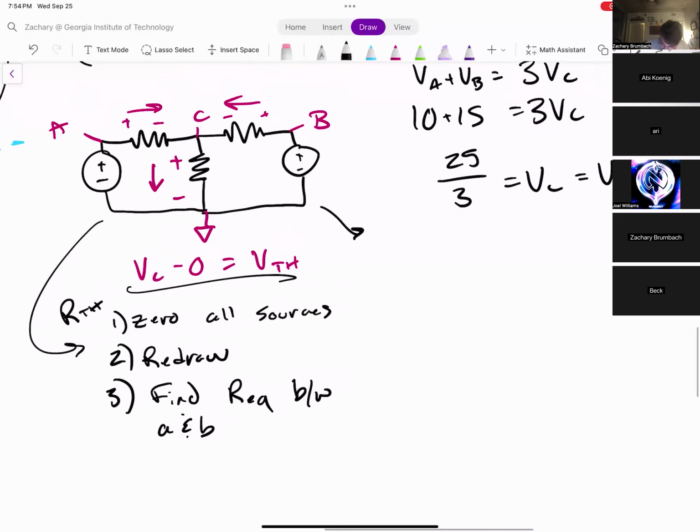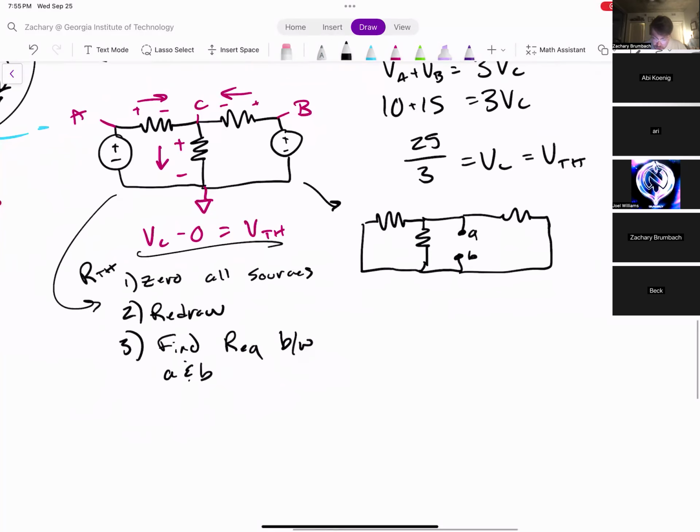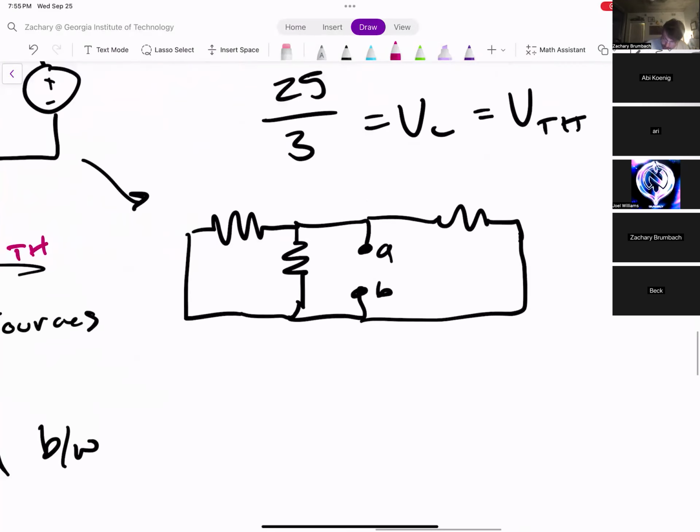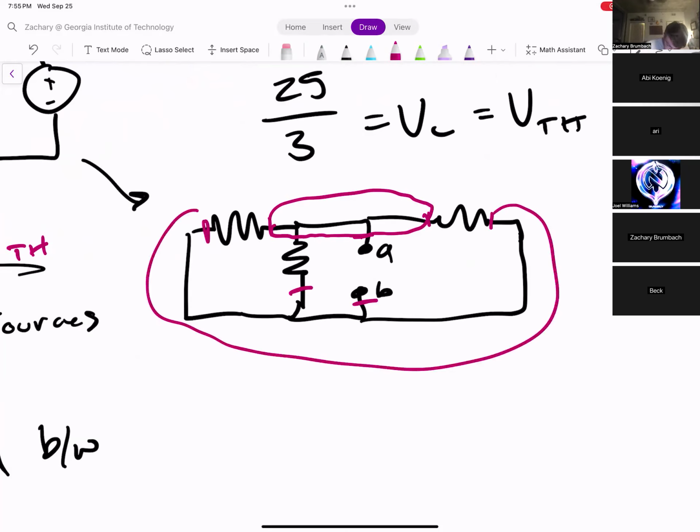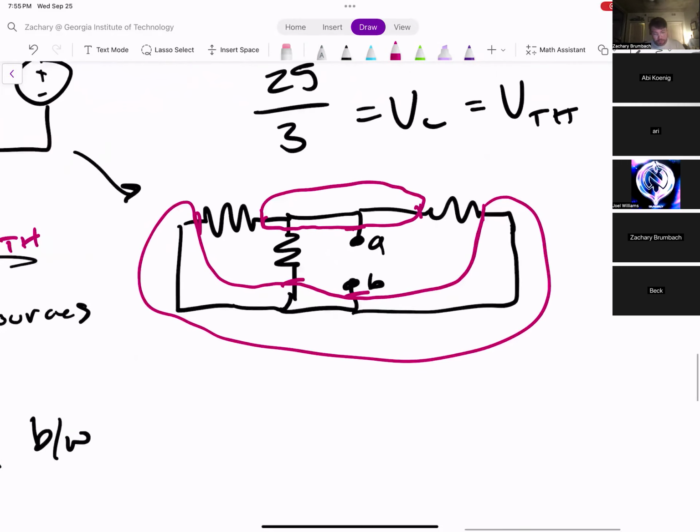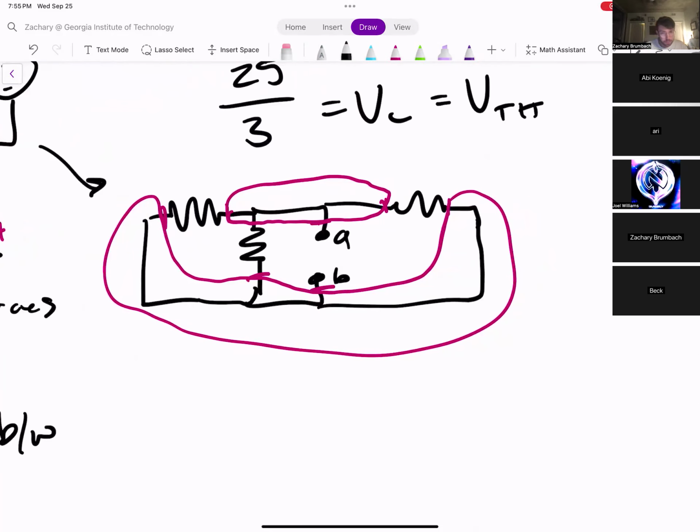So here, we're redrawing this as A and B. We're looking for the equivalent resistance from A to B. And this is where knowing nodes comes in handy, because how many nodes do we have in this circuit? Well, we have the node that A is attached to, which is node one, and the node that B is attached to, which is node two. And something you will conveniently realize is all three of these resistors are in parallel.